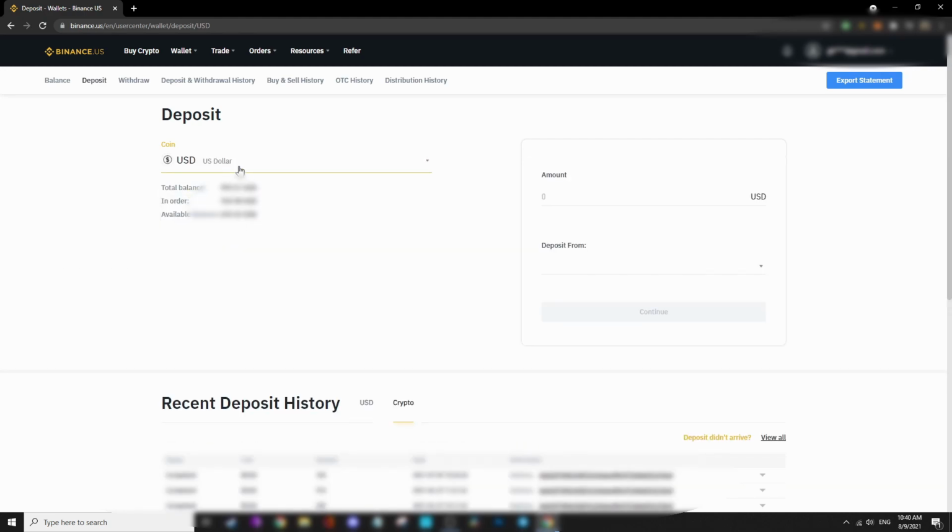You can deposit crypto if you already have some, but if you're watching this tutorial, I'm assuming you probably don't have any crypto yet. So you're going to want to change this to the US dollar and then type in the amount of money that you want to withdraw from the bank that you've already set up when you created the account. Next thing you're going to want to do is go ahead and buy some crypto.